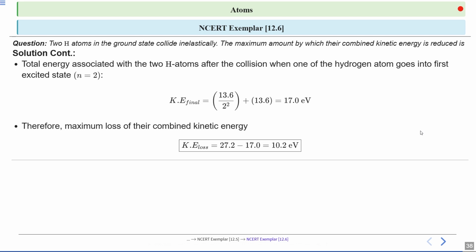Okay, and this 17 electron volt final energy is an approximate value. It is 17 point something, but we have taken approximately 17 electron volts. So after subtracting it from 27.2 electron volts, it comes to 10.2, which matches our option.